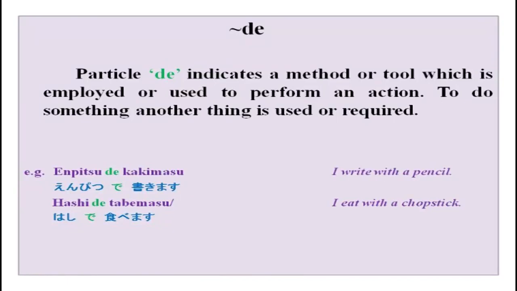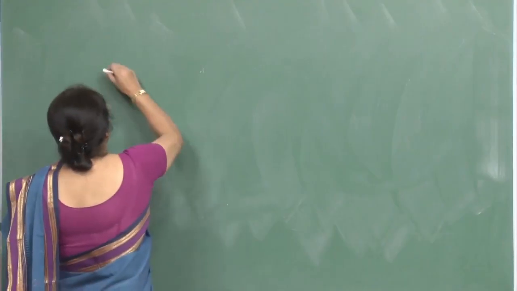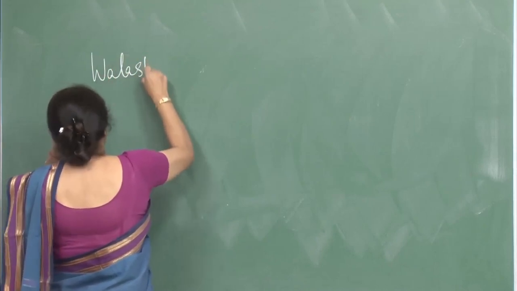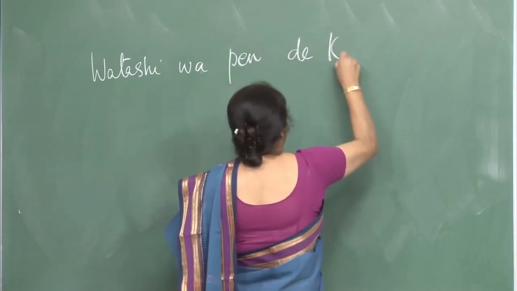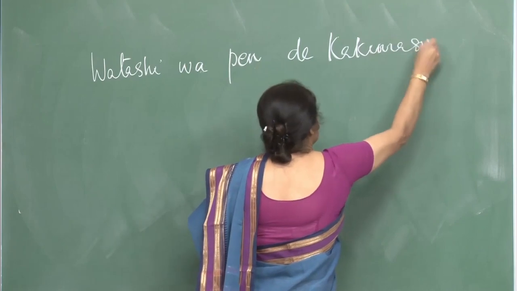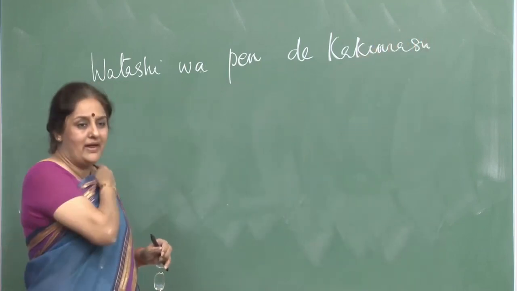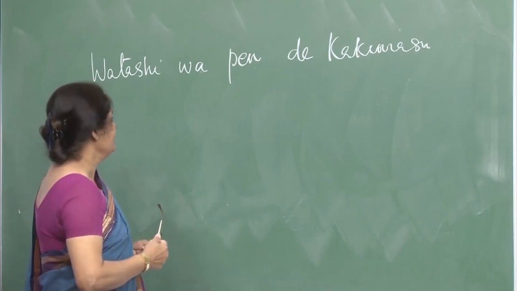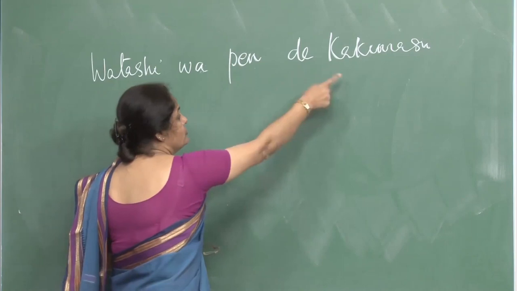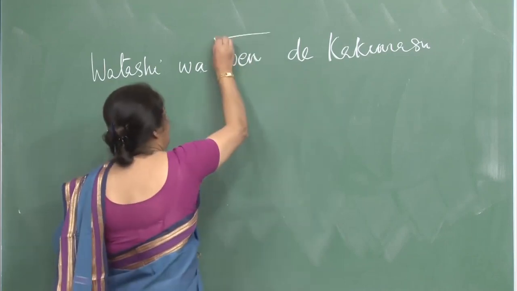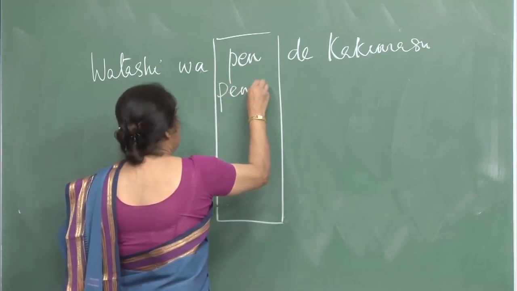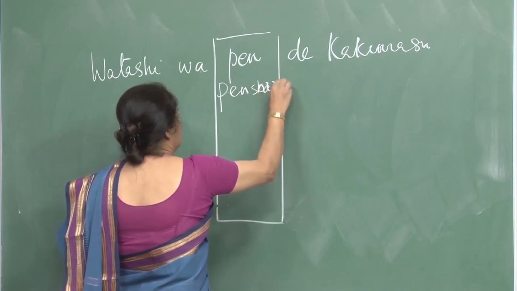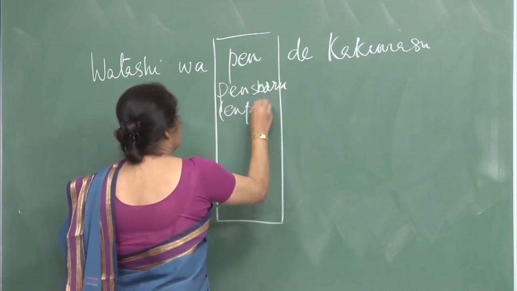Enpitsu de kakimasu, hashi de tabemasu. Well, watashi wa pen de kakimasu. So I write with a pen, with the help of a pen. Now I use a pen to perform an activity. So pen can be replaced with penshiru, or enpitsu.